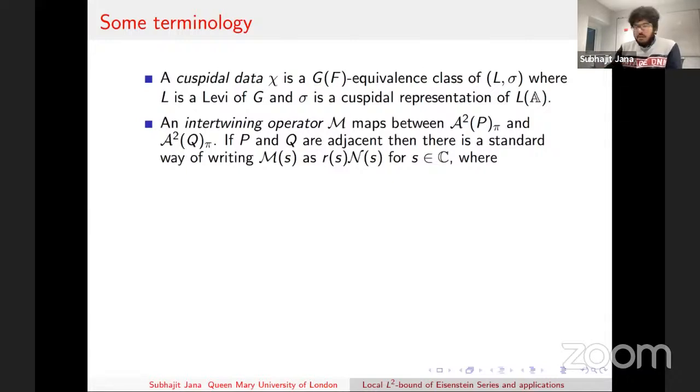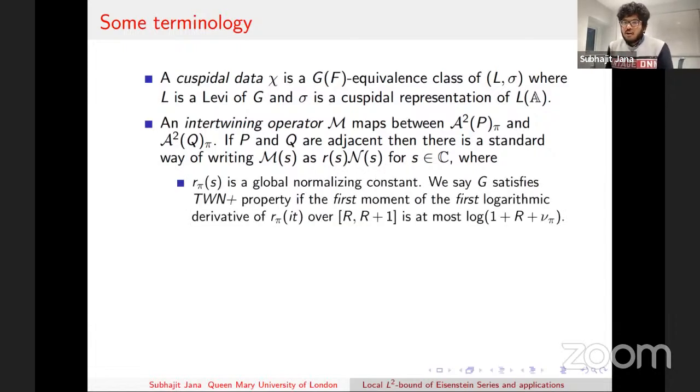An intertwining operator, I already talked about intertwining operators, but in any case, an intertwining operator is a map between the pre-Hilbert space attached to P, or the pi part of that, to a Hilbert space attached to Q. When P and Q are adjacent parabolics, meaning they differ by only one Weyl element, then there is a standard way of writing the intertwining operator in terms of only one parameter, s, and it can be factorized as r(s) n(s), where r(s), what we call in representation theory, is a global normalizing constant. There is a certain way to normalize these intertwining operators. So r(s) is the normalizing constant. It's given by various Rankin-Selberg L-functions.